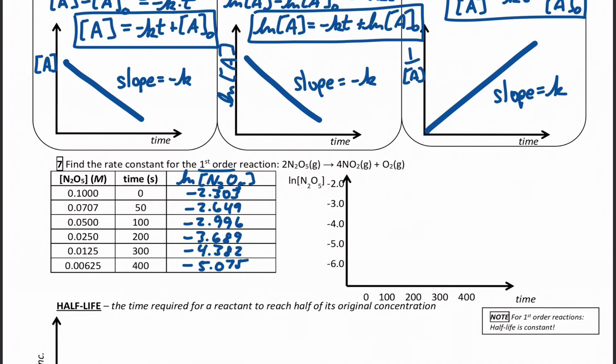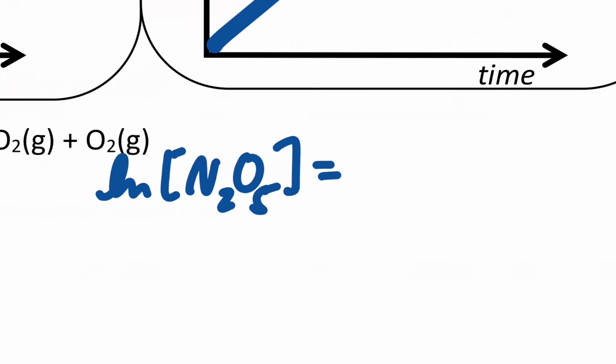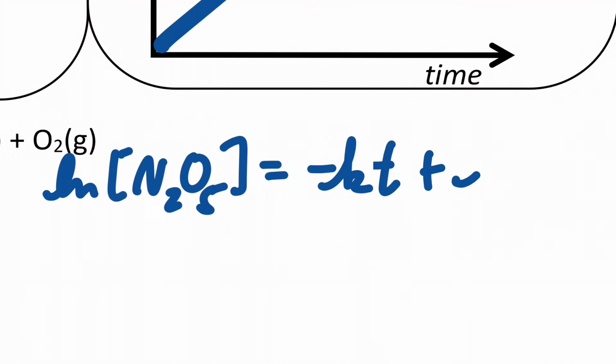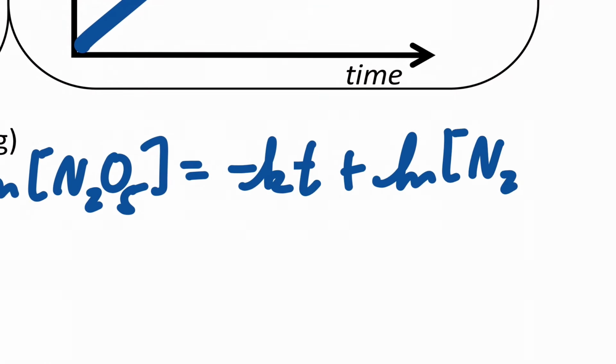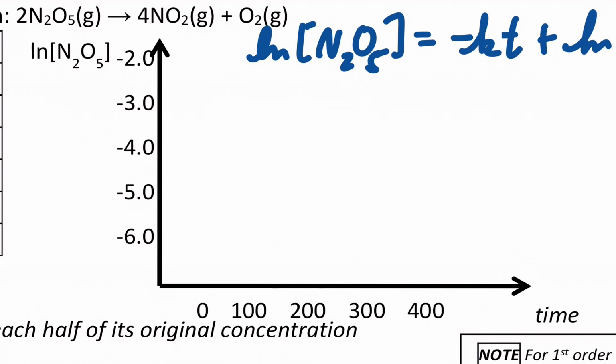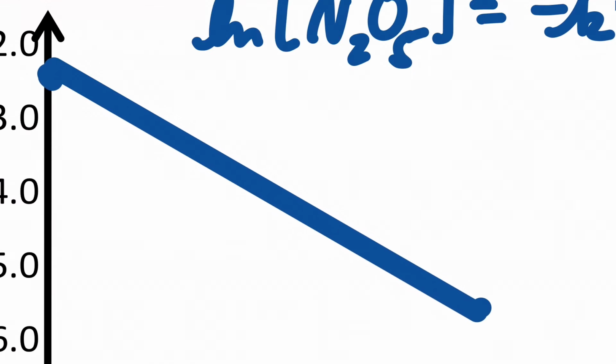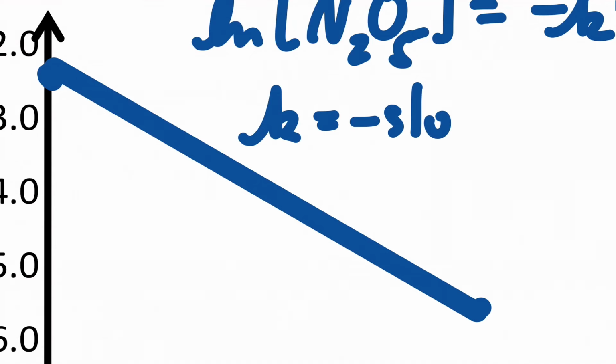If I want the rate constant, I need a slope of a graph. So the natural log of the reactant, N2O5, is equal to negative KT plus the natural log of the initial concentration of N2O5. And we can plot a rough sketch of what that would look like here. I'm going to very roughly indicate it, starting in between the negative 2 and negative 3 and getting down to the negative 5 and change, and you'll have a rough linear relationship that looks like that once you plot it. So the slope is negative K, so K is negative slope.